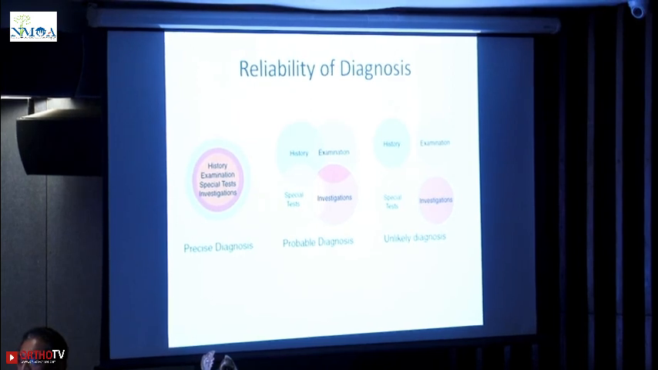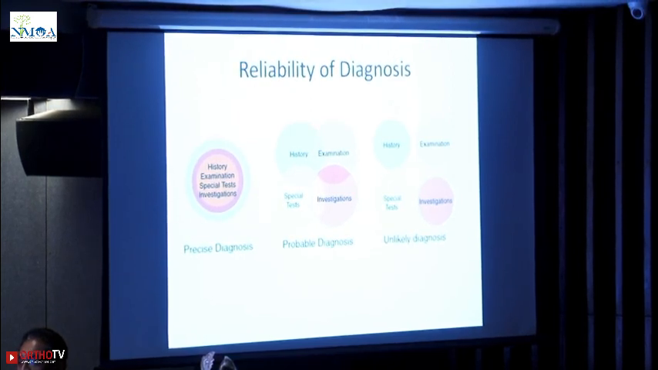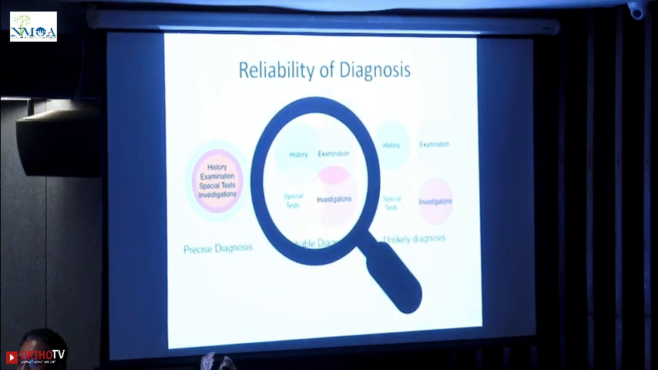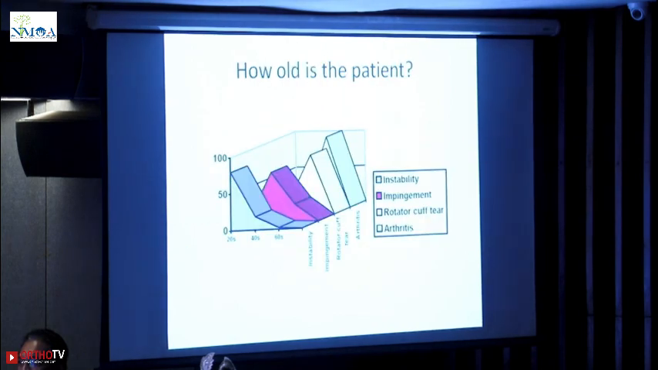This is a very important slide. This is about the reliability of the diagnosis. So when all the 4 pillars align themselves, we reach a precise diagnosis. If none of them are overlapping, then it's a very unlikely diagnosis. And when there is some overlap, then it requires to be further evaluated, sometimes in the form of an invasive investigation like a diagnostic arthroscopy.